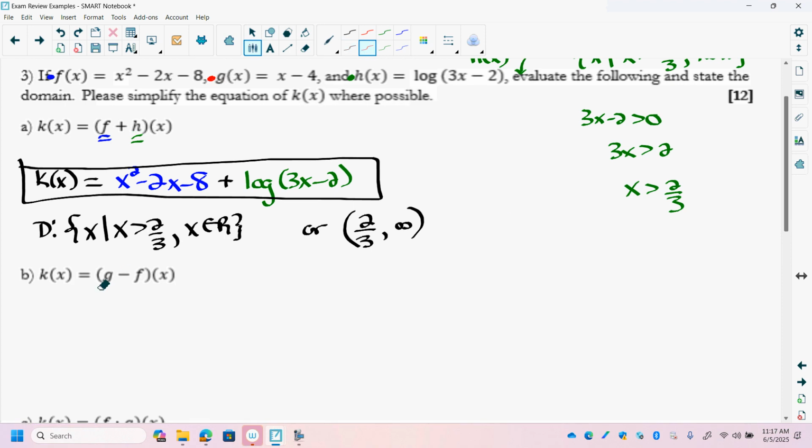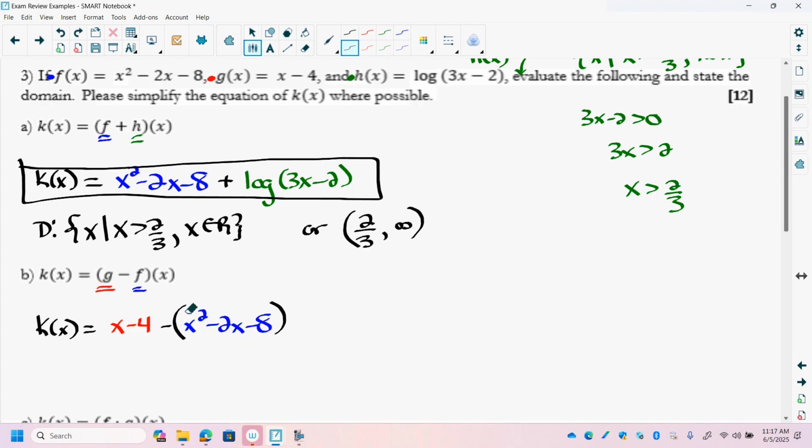On to part B. This time I'm combining G and F. Remember, G at x is the linear function, x minus 4. F of x is the second degree polynomial, or the parabola. How am I combining them this time? With a minus sign, I'm subtracting. What should I do in order to simplify this?